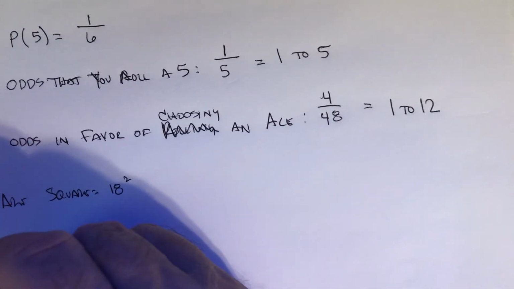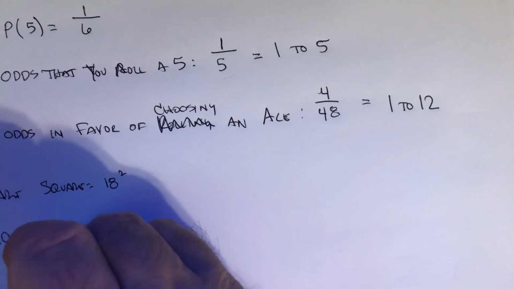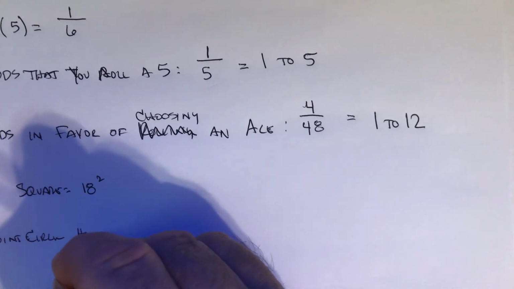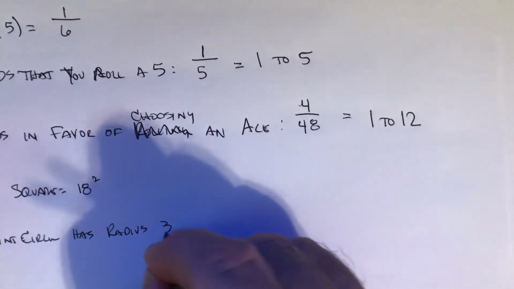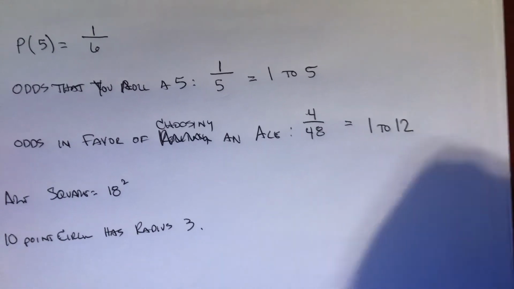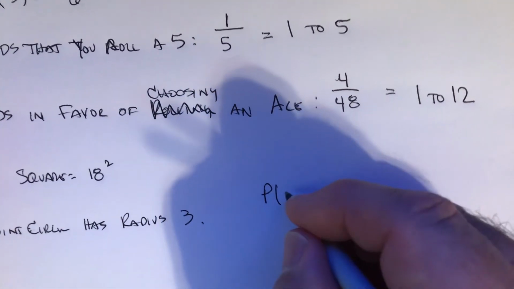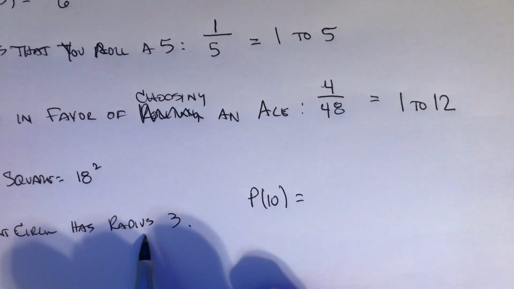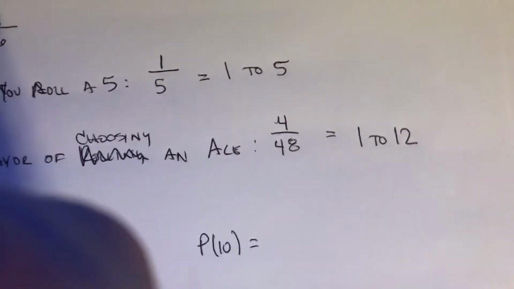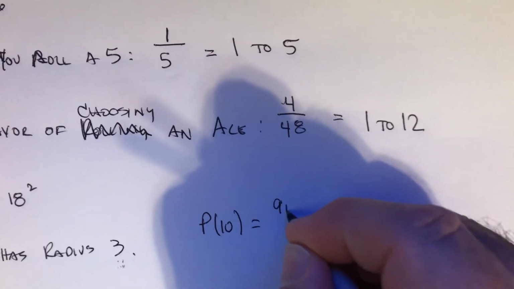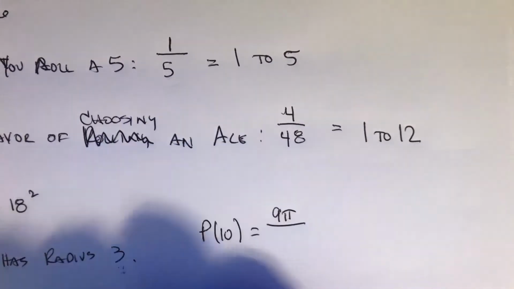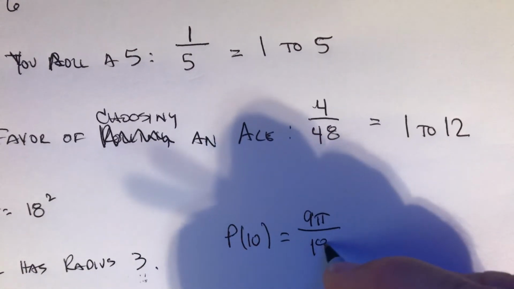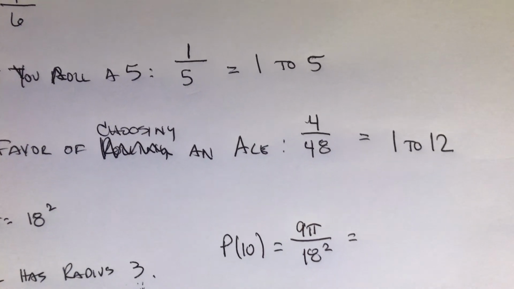The 10-point circle has a radius of 3. So the probability of 10 points is the area of the circle with 10 points in it, which is pi times radius squared, which is 9 pi, over the area of the square, which is 18 squared. Now you could convert this to a decimal and you'd get 0.0873.